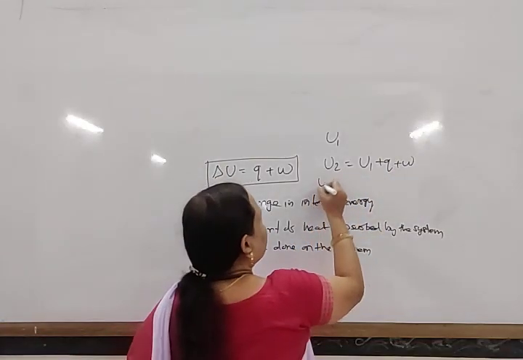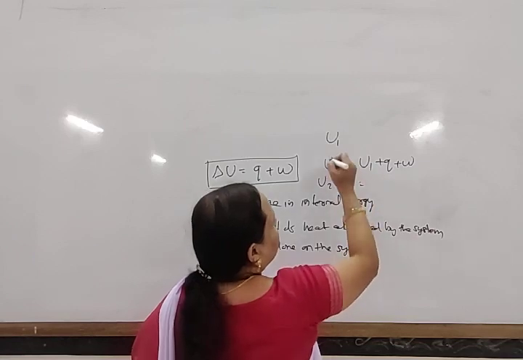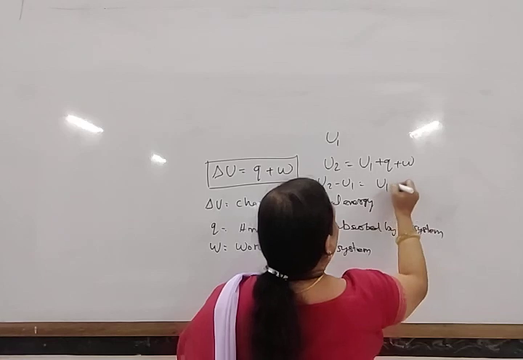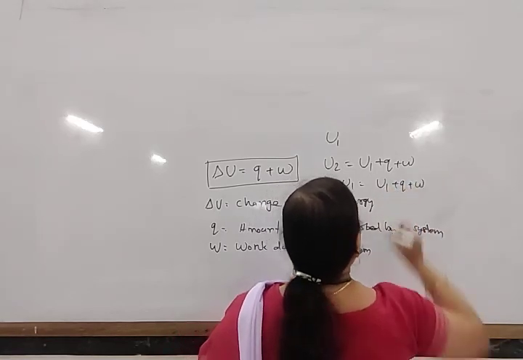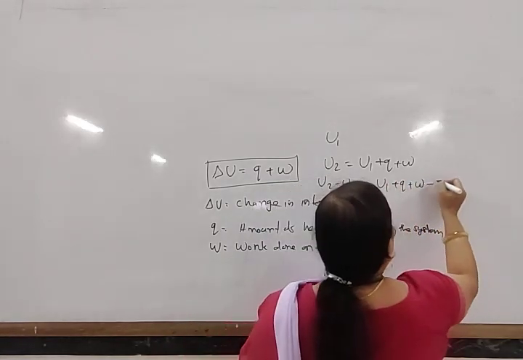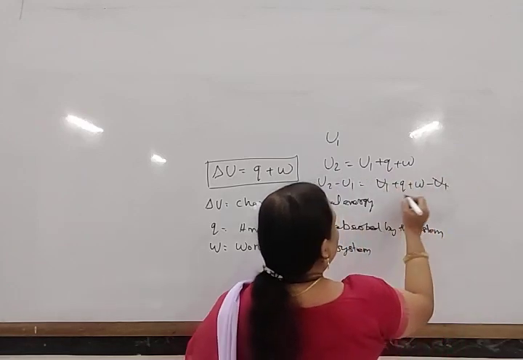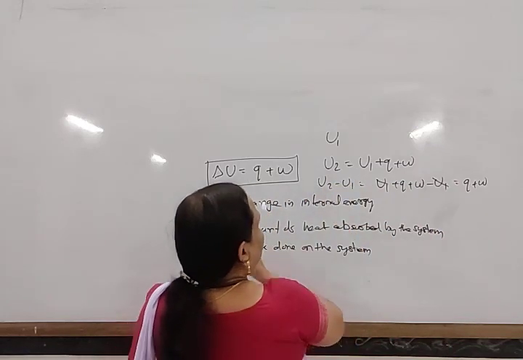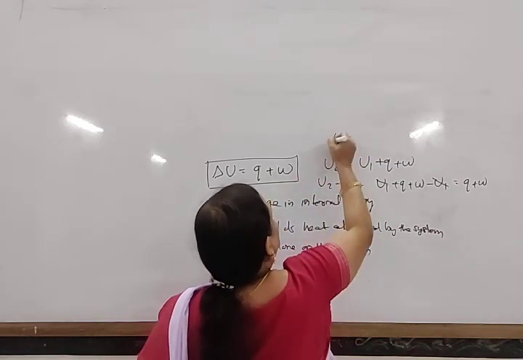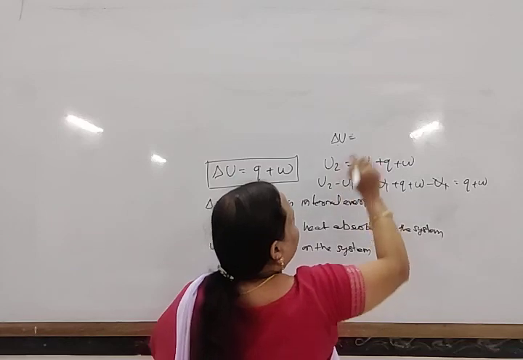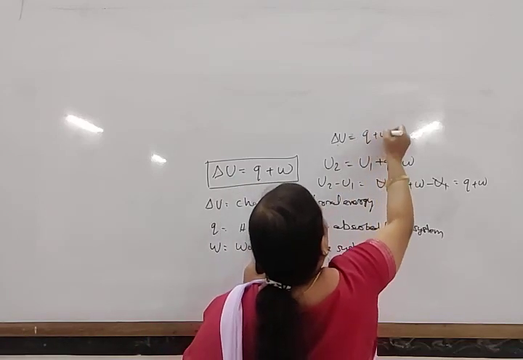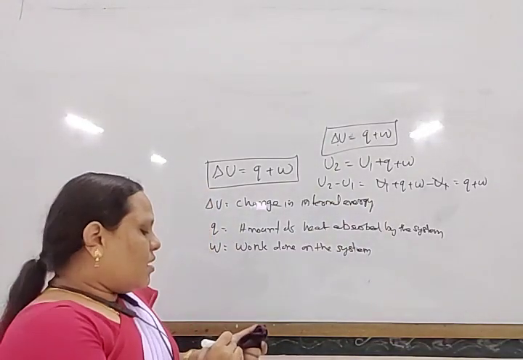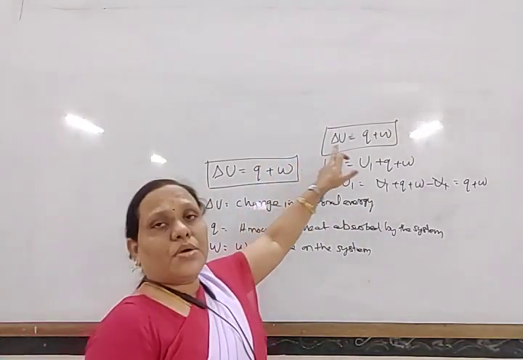Then the difference U2 minus U1 equals U1 plus Q plus W minus U1. So U1 cancels, and that equals Q plus W. And U2 minus U1 is represented as del U. So del U equals Q plus W. In this way, this law is derived, known as the first law of thermodynamics.